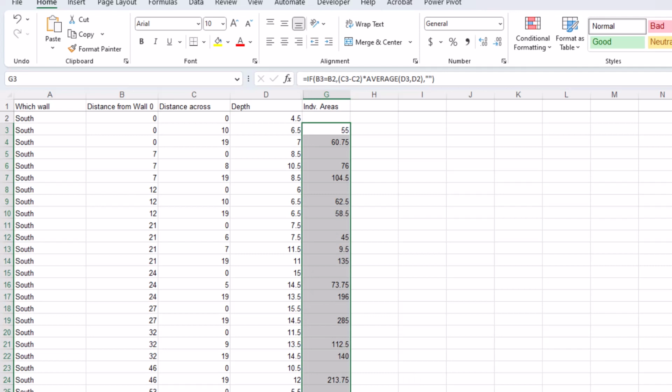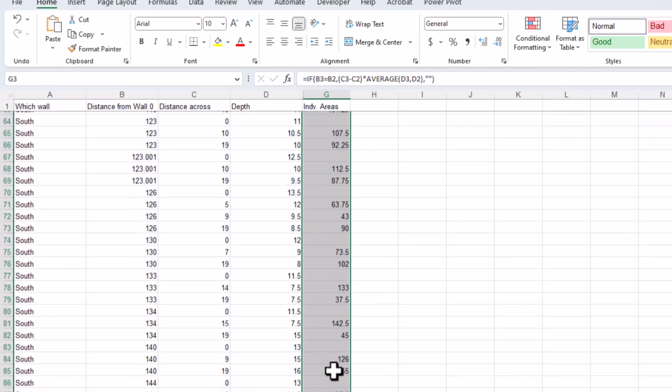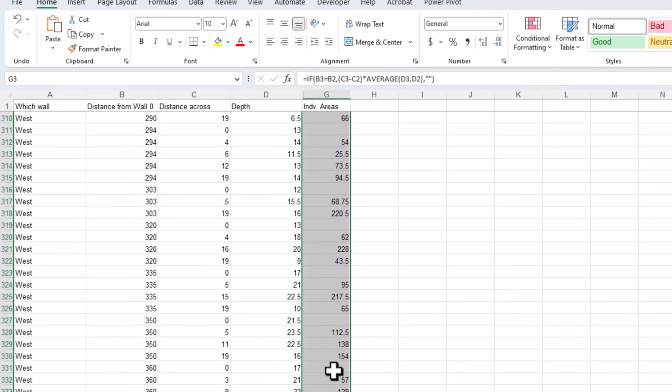So this works. That first area is 55 square inches and the second area is 60.75 square inches. That's fantastic. Then I don't have anything for the first 0 measurement on 7, but I do for the next 2. There's 2 for 12, there's 2 for 21, there's 3 for 21, 2 for 24 point. There's only 1 here at 27 inches and so on. We could scroll down and take a look. It all looks pretty good.